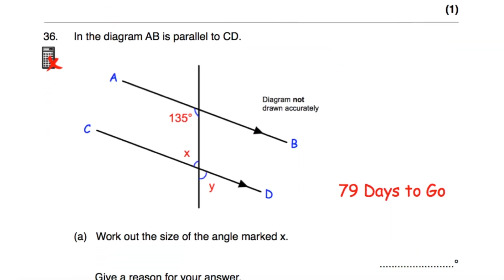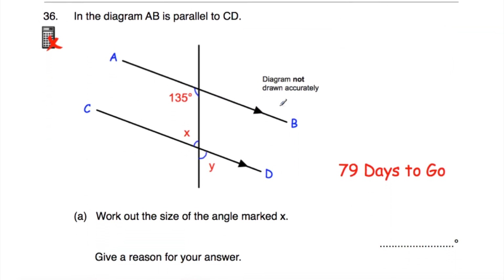Okay, question number 36. Let's have a look at question number 36, and this is angles and parallel lines, and we've been asked to work out in part A the size of angle X. So because the lines AB and CD are parallel, these two angles are co-interior angles. They will add together to be 180 degrees.